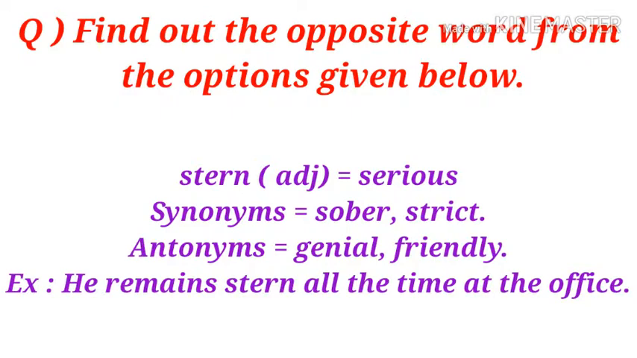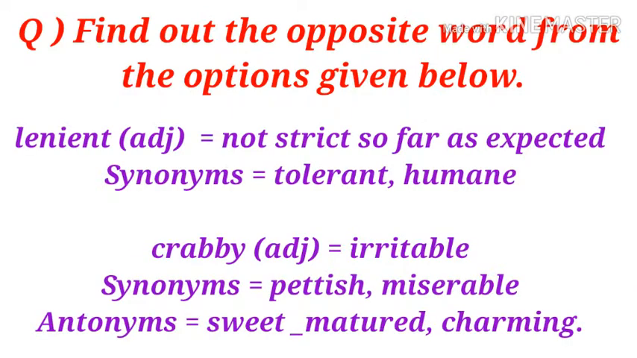The first option is lenient. Second is crabby. Third is polite. And the fourth option is unreasonable. So let us see the meanings of the word one by one. The first option is lenient. It is an adjective word which means not very much serious. That means not very much sober or not very much stern, but he is a little sober or a little stern, and that is known as lenient.